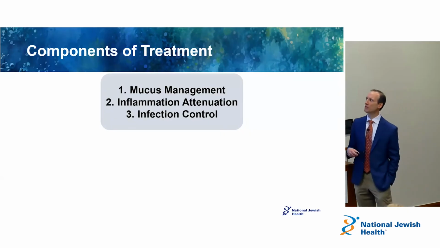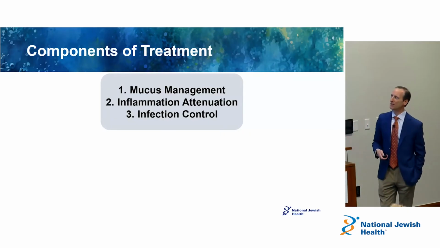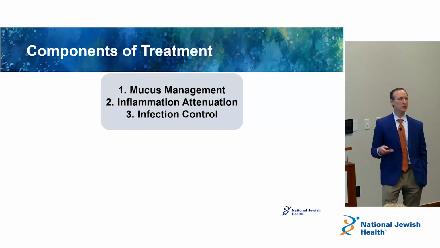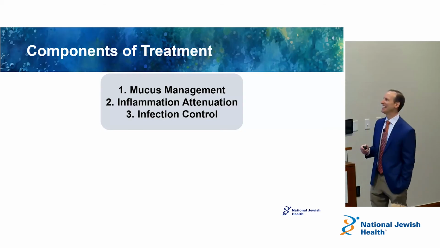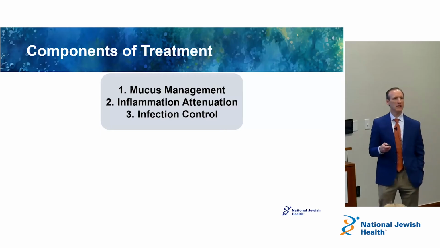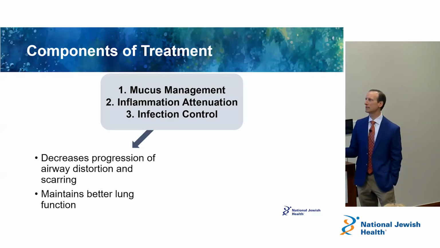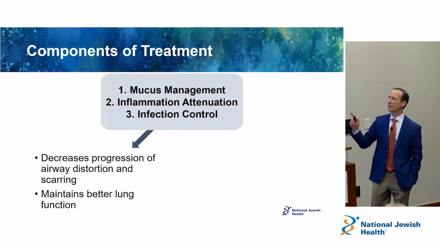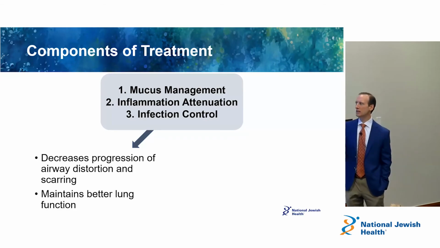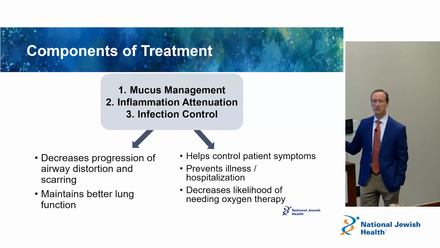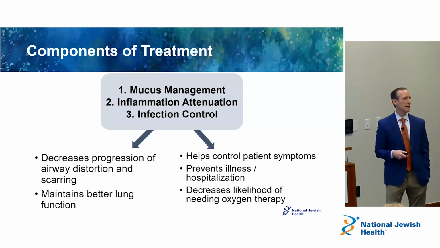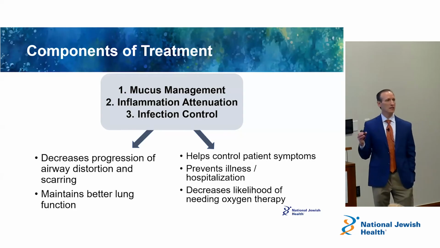So components of treatment, we talked about, it's a problem of mucus entrapment. So we have to help get that out. Inflammation attenuation, which is just a fancy word to calm inflammation, calm it down. And then infection control. If we find infections, we need to think about that. And do we need to treat that with antibiotics? And the reason we target these three things, if we target each of them, not just one, we can help progression of disease, maintain better lung function, help patients' symptoms, keep them out of the hospital, and decrease the likelihood of more advanced disease and complications from that. So we manage bronchiectasis so we can help prevent these things.